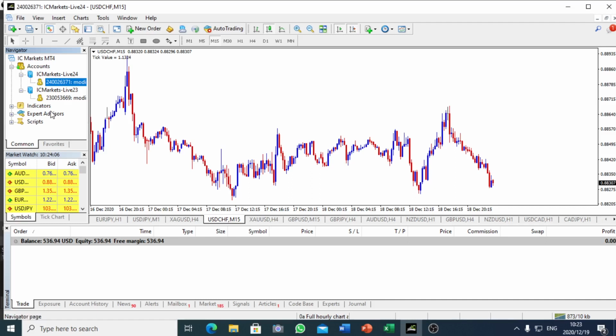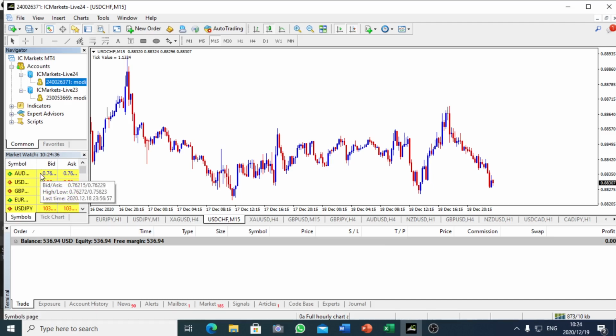Expert advisor and the script. But the most important part now is this part, how to log into your trading account. Now that we have logged into the trading account, it will even show you the balance of the account and everything that concerns that account. Okay? Let's try and move on.